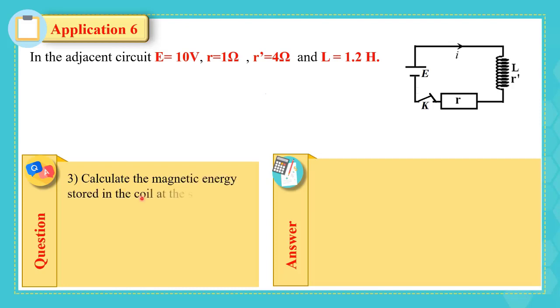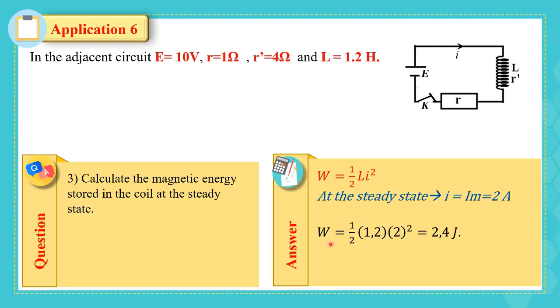Now calculate the magnetic energy stored in the coil at the steady state. As we know, the magnetic energy stored in the coil is equal to half L i squared. At the steady state, I equals I maximum equals 2 amperes. So the energy will be equal to half times L, which is 1.2, times I maximum 2 squared, equal to 2.4 joules.